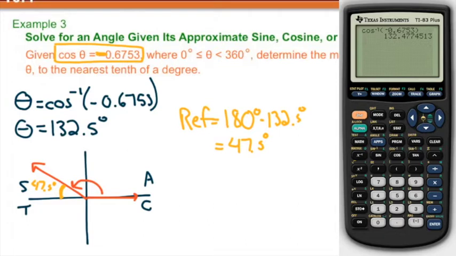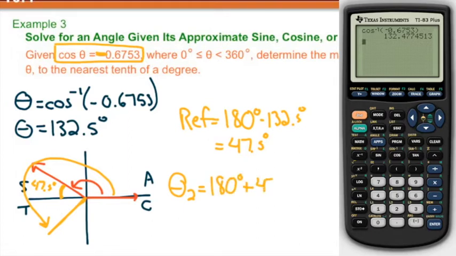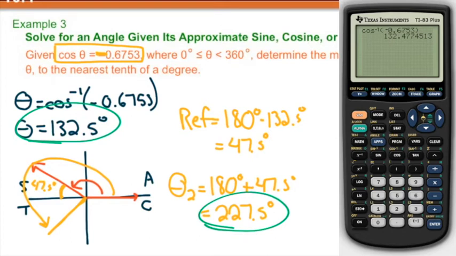We're concerned with the angle that's going to be in quadrant 3, which would be like this, all the way around from standard position. So with theta 2, to get that angle, we'd start with 180. We'd have to add on 47.5. Gives us that angle 227.5 degrees. These are our two answers.